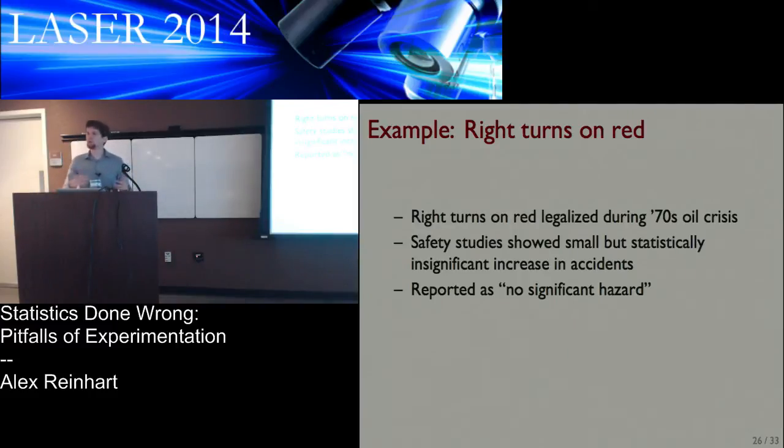So the consultants went out to these intersections, they put up signs saying you may turn right on red, and then they tracked how many accidents were at these intersections. And they got a small increase in the number of accidents, but it was not statistically significant. So they went and they reported back to the Department of Transportation. They said there's no significant hazard, go ahead, make the change.